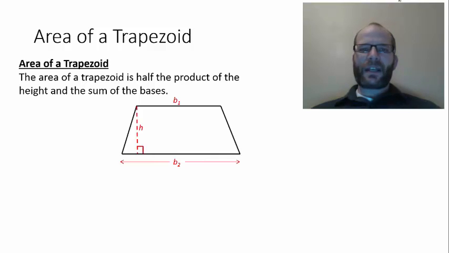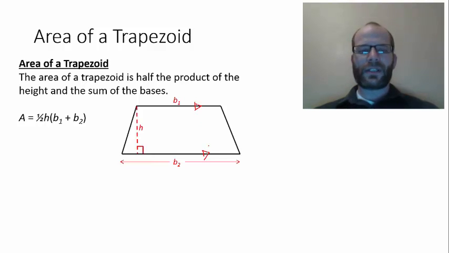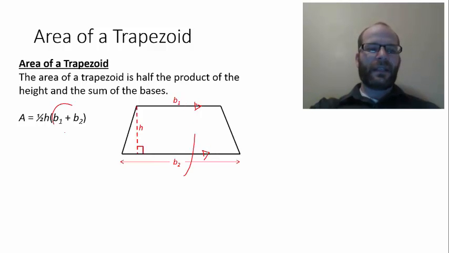As an algebraic equation, it looks more like this. Area equals 1/2 h times the sum of b1 and b2. The bases are always the parallel sides of the trapezoid. It does not matter which one is longer or shorter. It just matters that we take them both into account when we add them together here.